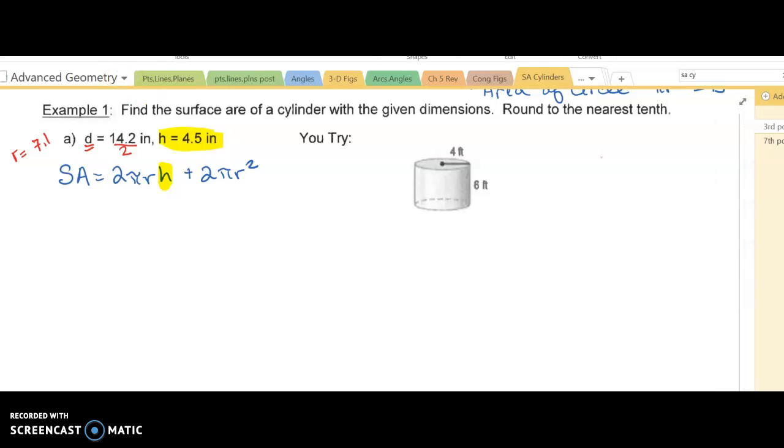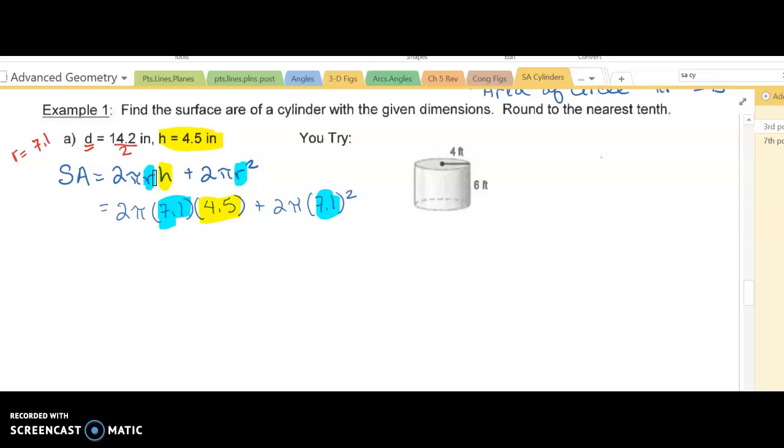When we plug this in, this becomes 2 times pi times 7.1 times our height, which is 4.5, plus 2 times pi times 7.1 squared. Just to make sure everybody knows where everything came from, this yellow was the height I was plugging in, and the 7.1 I'm plugging in for both of these r's here. Everything else in the formula is exactly as it was above.